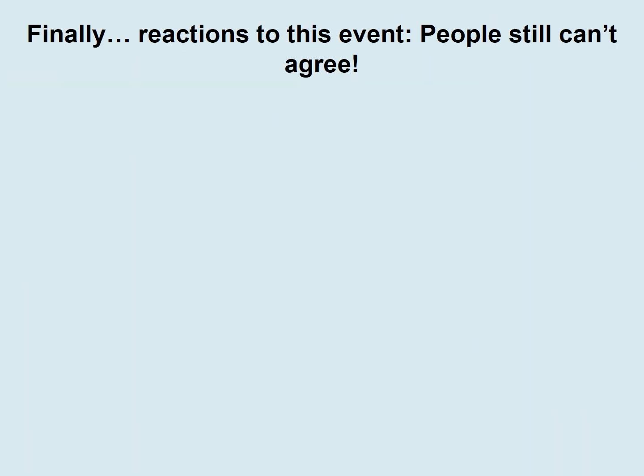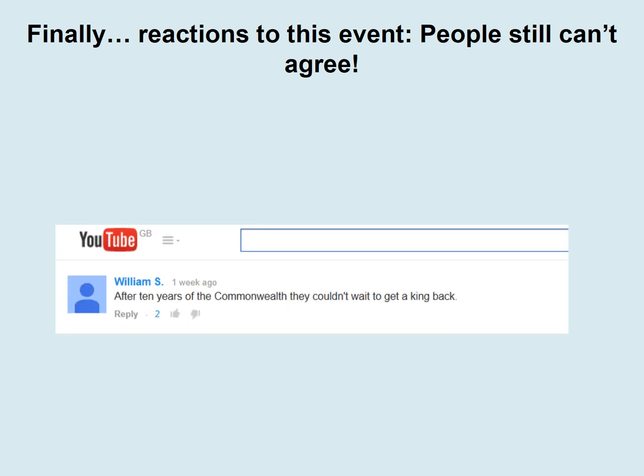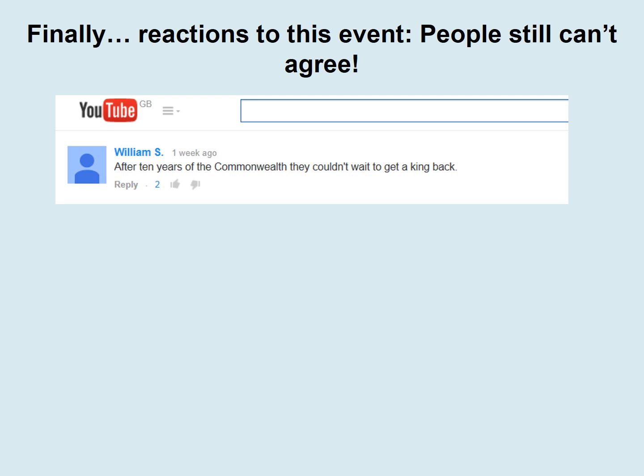Finally, reactions to this event. People still can't agree. Much as I don't like scrolling through YouTube comments, I did find some interesting ones while I was researching this lesson. These are all real YouTube comments that were left underneath the video of Charles's execution. This YouTube user has said, after 10 years of the Commonwealth, they couldn't wait to get a king back. Well, maybe they've got a point. The Commonwealth was England under the rule of Cromwell. More on that in a future lesson. And they did indeed invite kings back with Charles II.